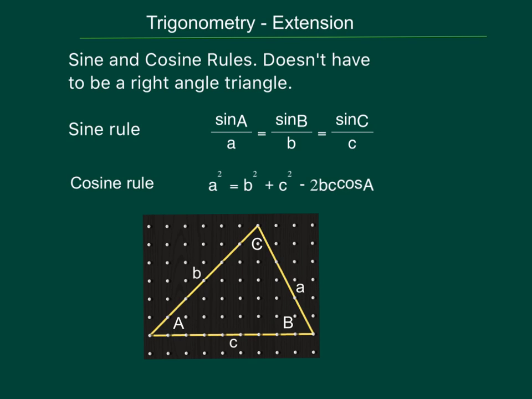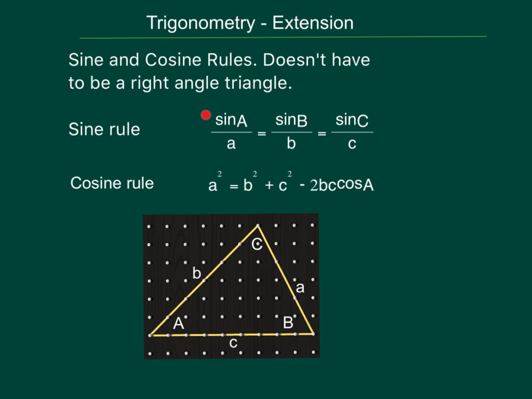The sine and cosine rules are rules that you can use for any triangle. The triangle doesn't have to be a right angle triangle, like the rules for SOHCAHTOA. The sine rule has three parts to it. Sine A over a equals sine B over b equals sine C over c. You can use any two of those together.